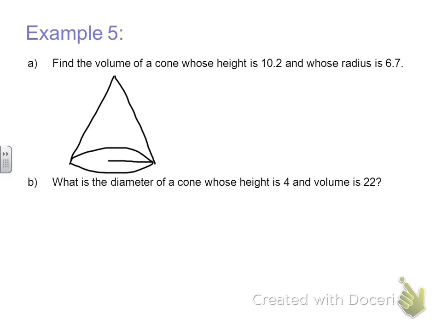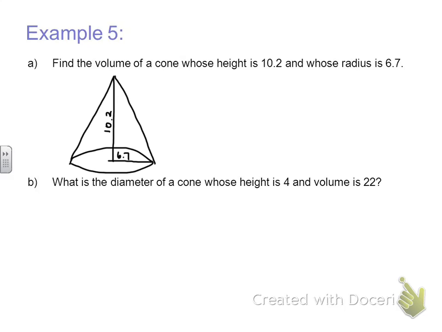So my radius, I said, was 6.7. The height, and they gave us just the straight up height, which is nice. The straight up height is 10.2. If I gave you just the slant height, you would have to do Pythagorean theorem to find this height, right? Because we do need the perpendicular height for volume. So just keep an eye out for that in your homework.